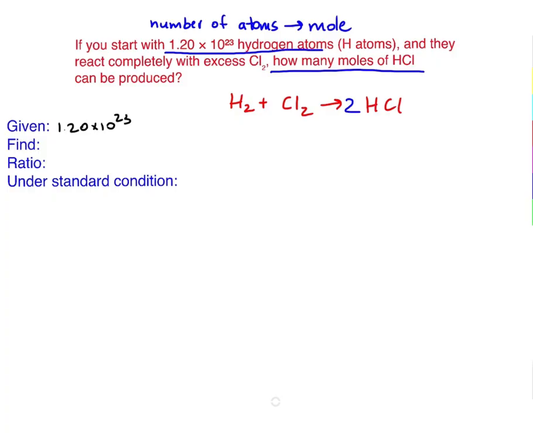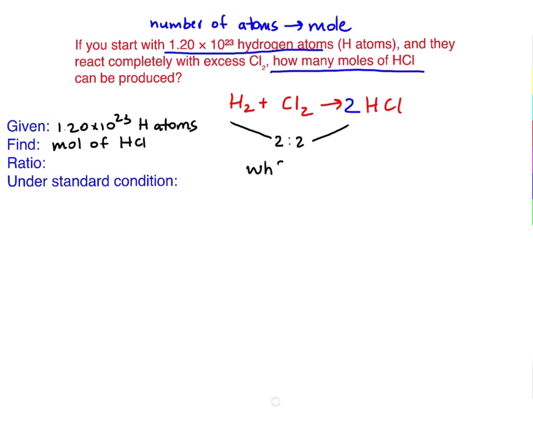And then we're going to fill the template. So it's 1.20 times 10 to the 23 H atoms, what's given to you. And then what you need to find is the moles of hydrogen chloride, or HCl. And then the ratio is a little bit tricky. So you may say it is 1 to 2, but it's not. It's 2 to 2.